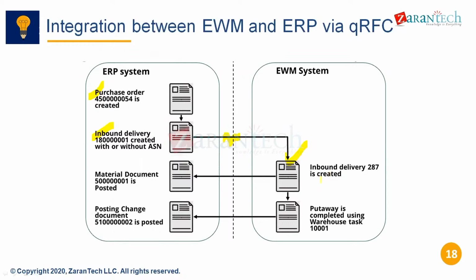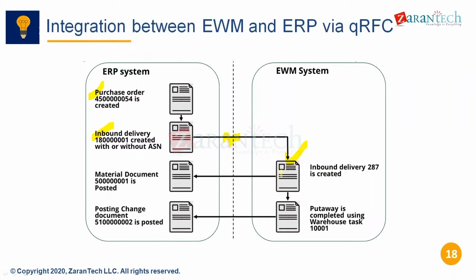Now this delivery is created. We also call this delivery a warehouse request. This delivery is then further processed. We'll do goods receipt and then put away. So the deliveries are always in sync. Any change on the delivery on the ERP side updates EWM. Any change on the EWM side updates ERP.